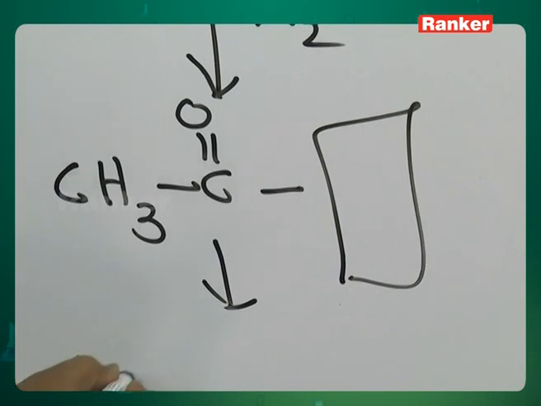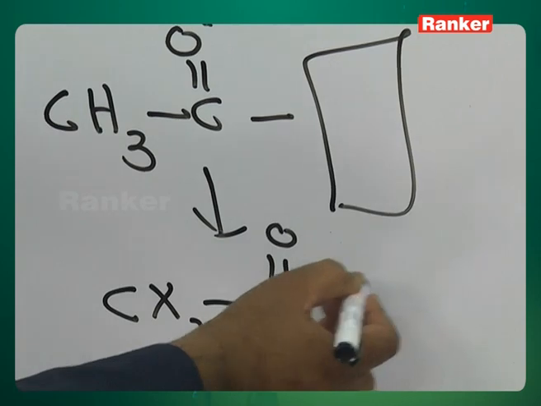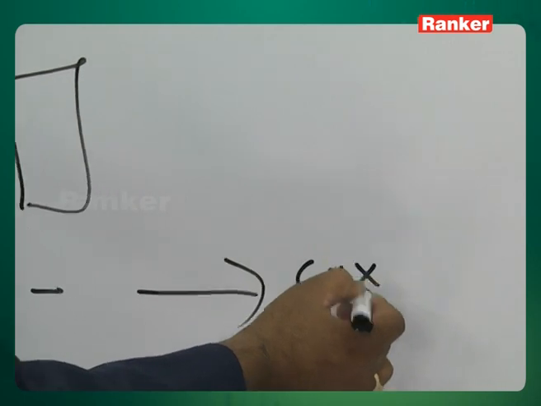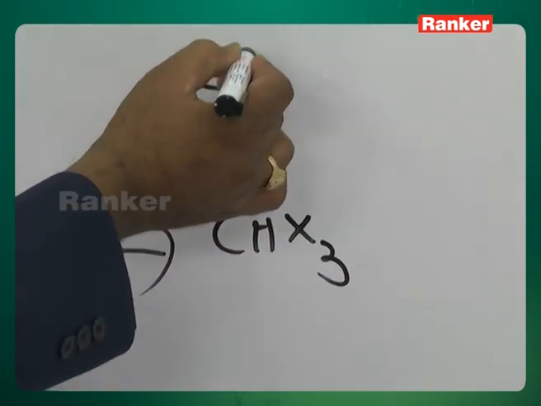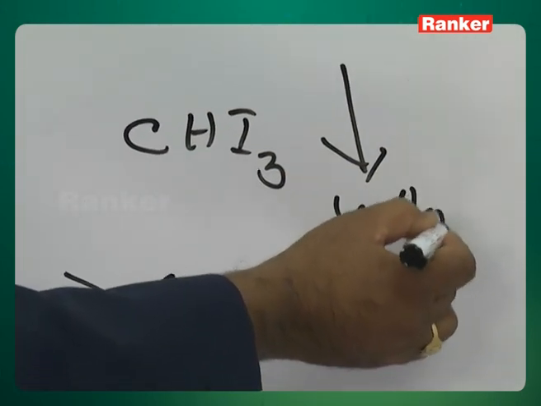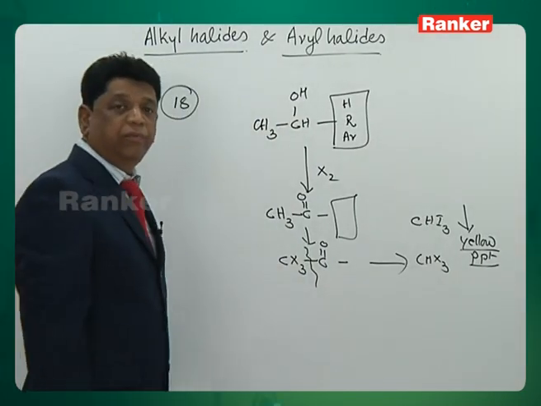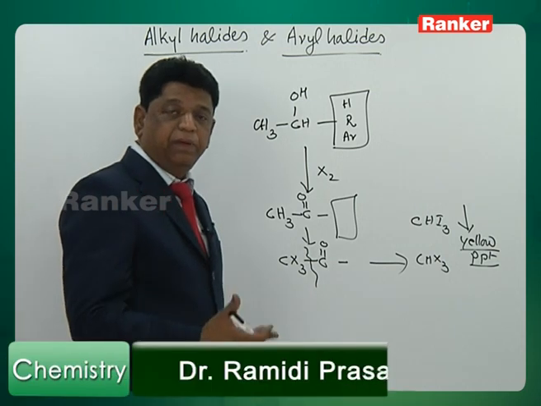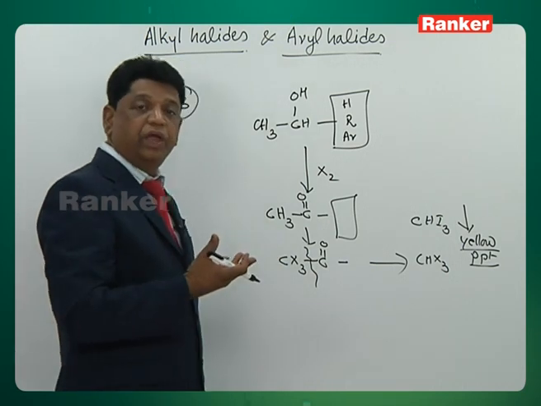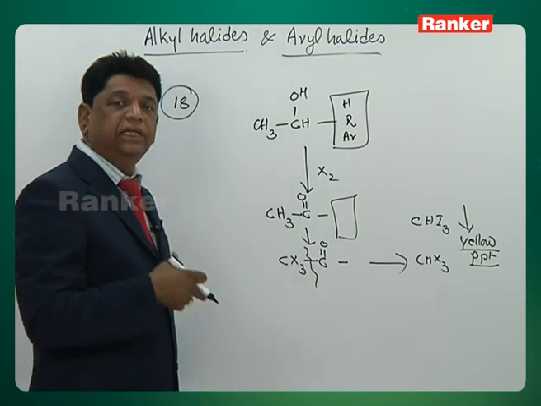Then finally, you will get CHX3 and a ketone. The subsequent reaction undergoes hydrolysis and you will get CHX3. When X equals iodine, you will get CHI3, which is a yellow colored precipitate. Two qualities it has. It is a precipitate, so solid, so you can go for stoichiometric applications: filter residue weight divided by molecular weight gives the moles, and you can calculate how many moles of iodoform are formed. Yellow is the color, so qualitatively you can say whether the reaction is taking place or not.